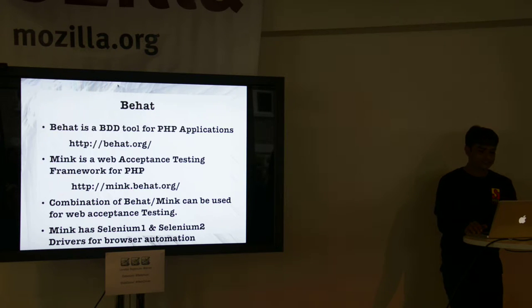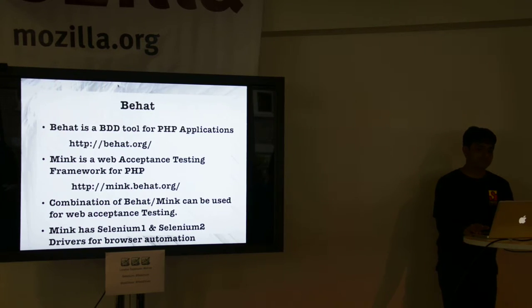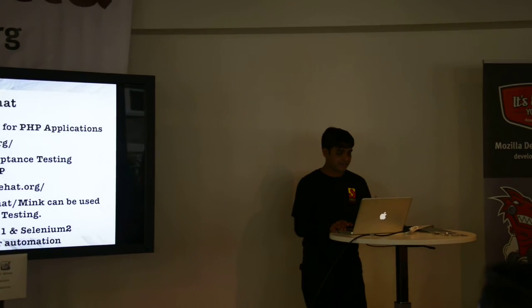Behat comes with another tool called Mink, which is a web acceptance testing framework. The combination of Behat and Mink can be used for our web acceptance testing. It's like Cucumber uses libraries like Capybara or Selenium for browser automation. In the same way, Behat uses Mink for browser automation, as Mink has different kinds of drivers like Selenium 1, Selenium 2, and there are many headless drivers as well.